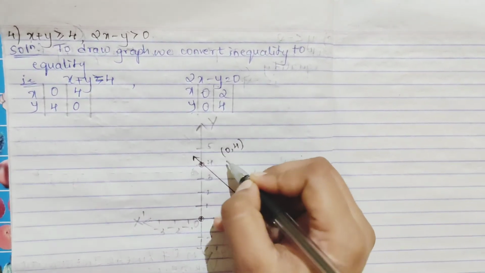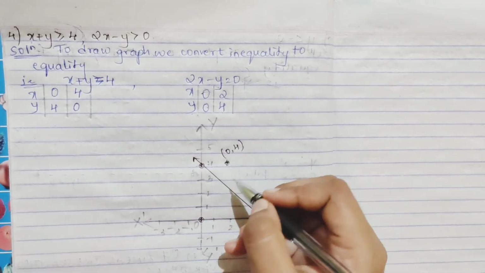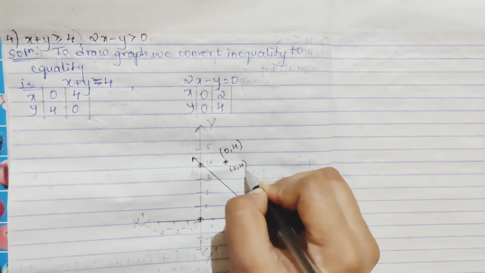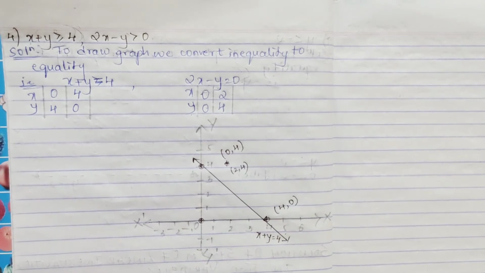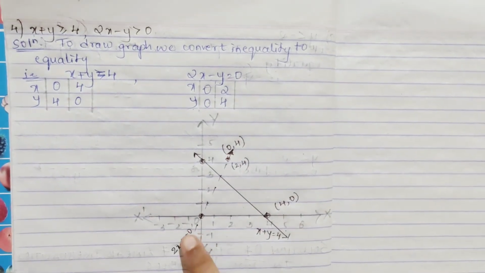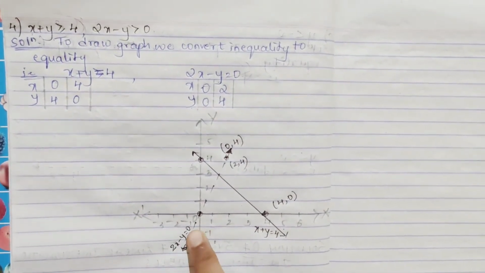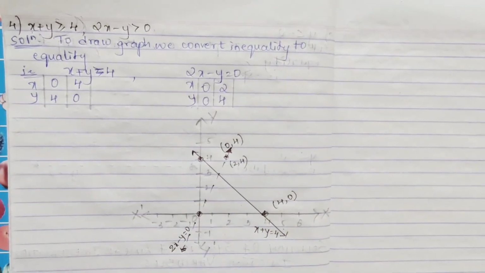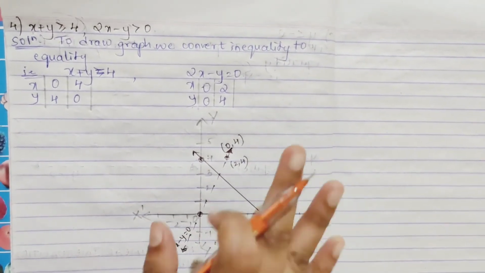When x is 2, you'll get the point (2, 4). So you'll get this line and it will be a dotted line. I've written the line, that is 2x minus y equal to 0. Now you have to check your inequality. Obviously, you have to find the feasible region, right?